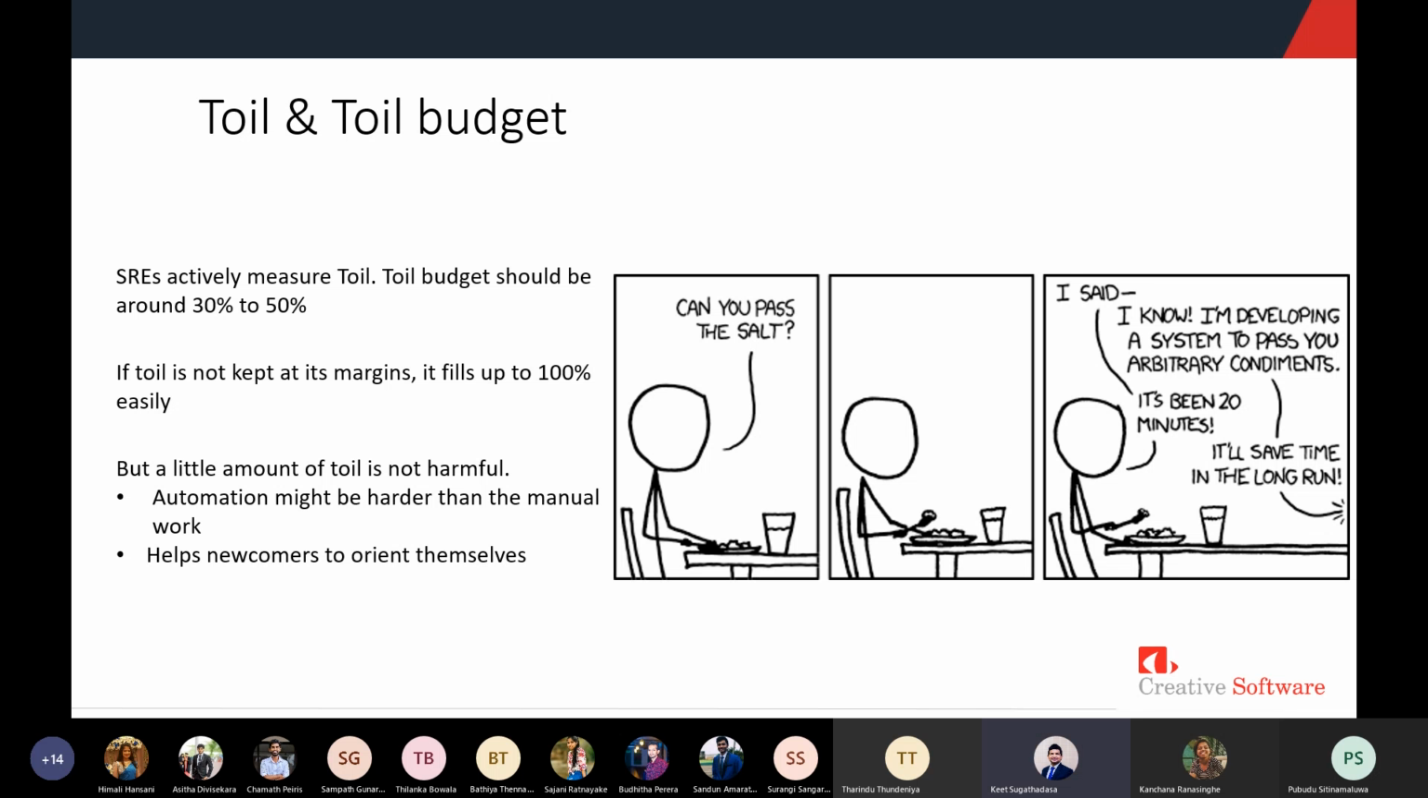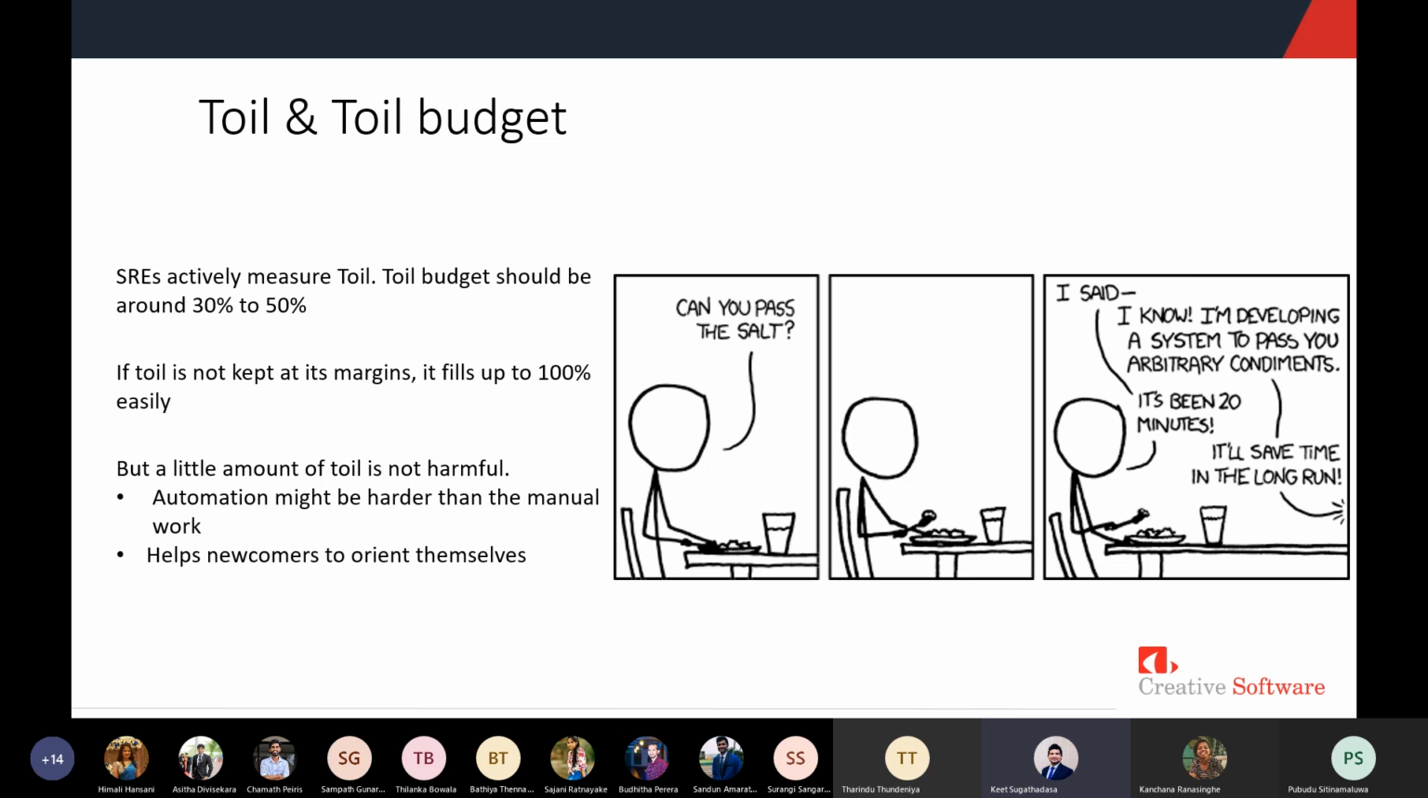And as it says here in the last paragraph, a little bit of toil is not actually harmful. Having toil is useful because if you automate everything, sometimes you might not even have anything to do. You might just have to come and watch the dashboards, with everything up and running. You will just drink a cup of coffee and go home. Then you will start getting bored, and all those problems will come in when you're working. So it's always important that you identify that as well.